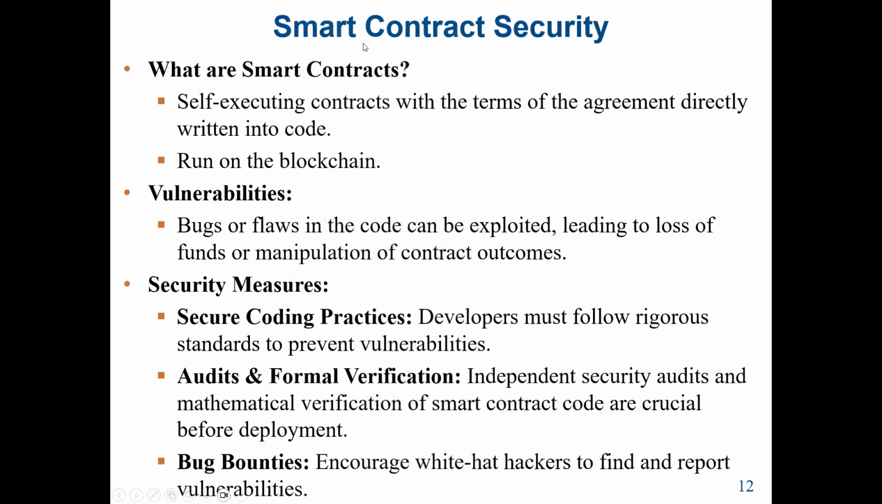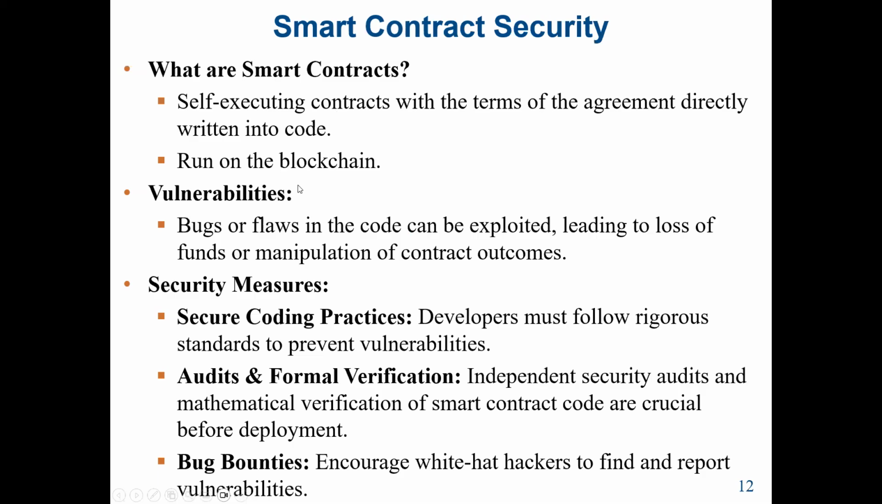Now, next is smart contract security. First, what are smart contracts? This is a self-executing agreement whose terms are directly written into lines of code. They normally run on a blockchain and automatically execute when predefined conditions are met. They underpin many decentralized applications and DeFi protocols.